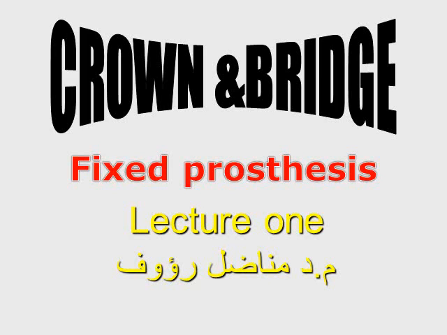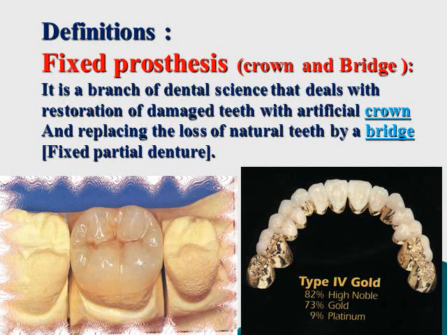I will start talking about the fixed prostheses, or crown and bridge, from the first lecture. This is the first lecture. We are going to have an introduction to the subject of fixed prostheses, and some of the definitions. It is important to pass over them to be clear for you during our next discussions of the next lectures.